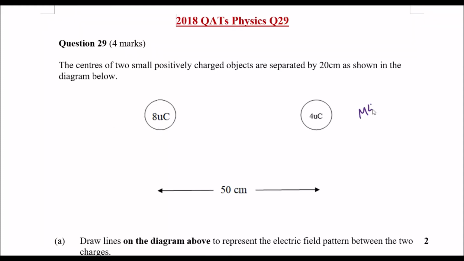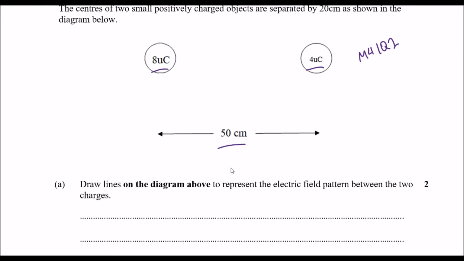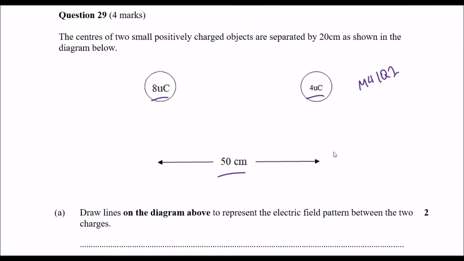Today we'll be covering Module 4 Inquiry Question 1, the 2018 QATs Year 11 Physics paper, Question 29. We have two positive charges, 8 microcoulombs and 4 microcoulombs, separated by a distance of 50 centimeters. It says, draw lines on the diagram to represent the electric field strength pattern between the two charges.